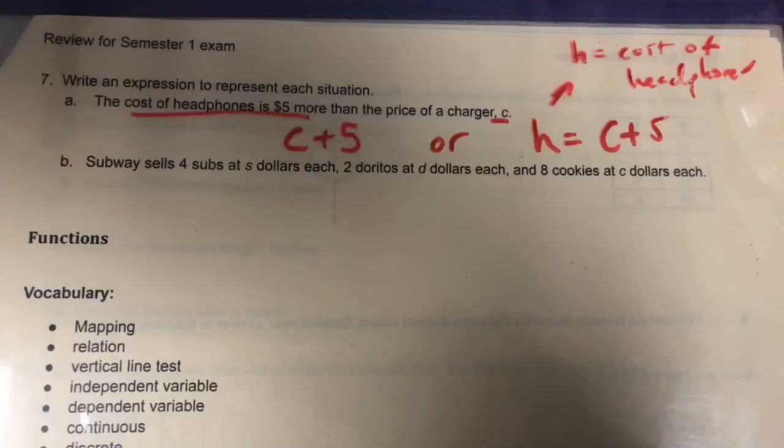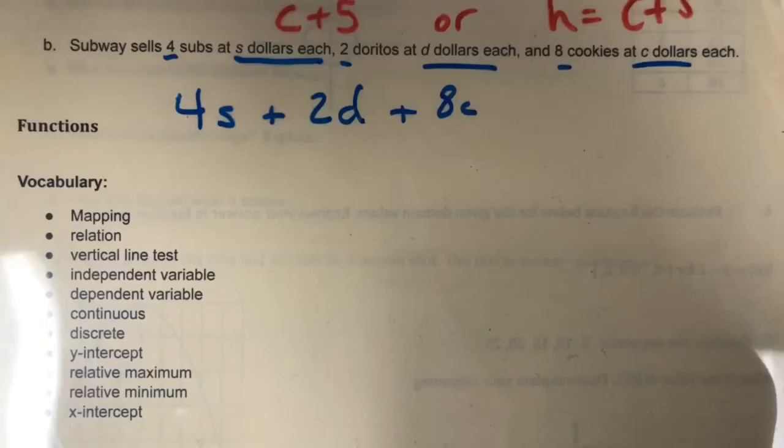This expression, C plus 5, where C is the cost of headphones, or you can write it as an equation. C plus 5 is the charger. For S, 4 times the cost of the subs, 2 times the cost of the Doritos, and 8 times the cost of cookies gives you that expression there.